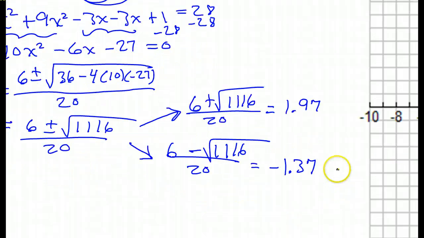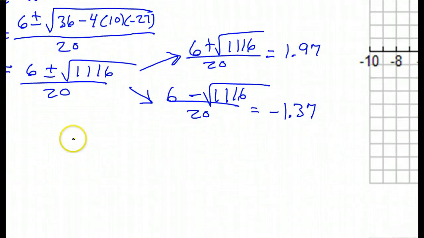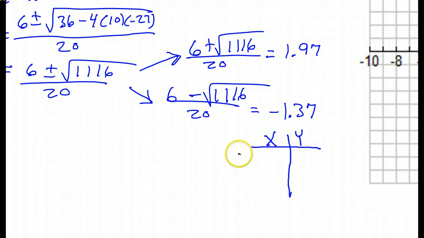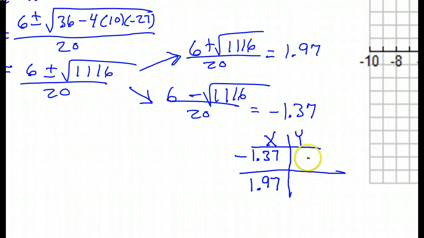Okay, so these are my x values. I'm going to think of this as a table, x and y. So I have negative 1.37 for my x, and I have positive 1.97. So I need the y values that go with these.